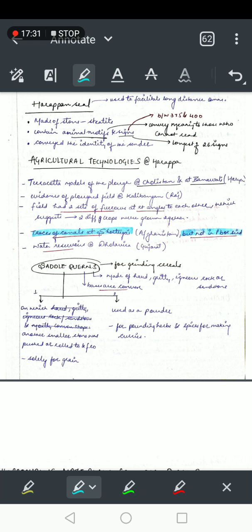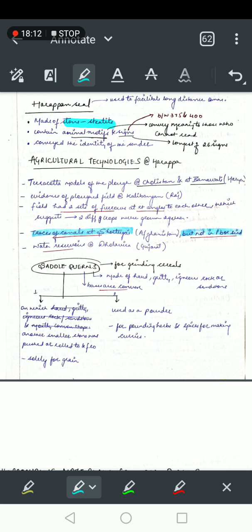Next, we are going to discuss the Harappan seal. This seal indicates that there occurred long distance communication with the Mesopotamian civilization, etc. This seal is made up of steatite stone, and it contains animal motifs and signs, between 375 to 400 signs. Now, why were these animal motifs there? Because they were meant for those people who cannot read these signs, and the longest sequence is of 26 signs. It conveyed the identity of the sender.